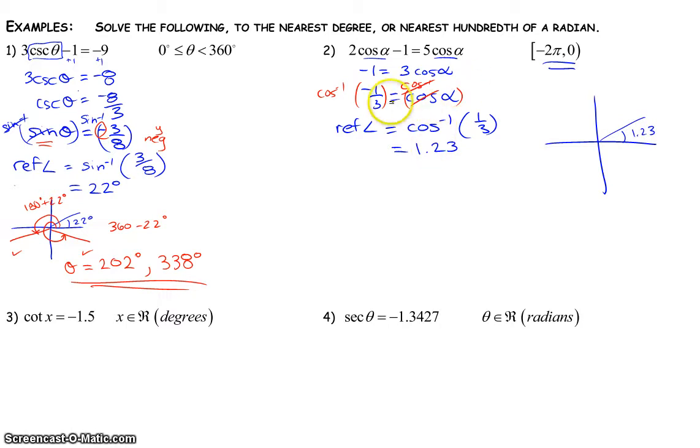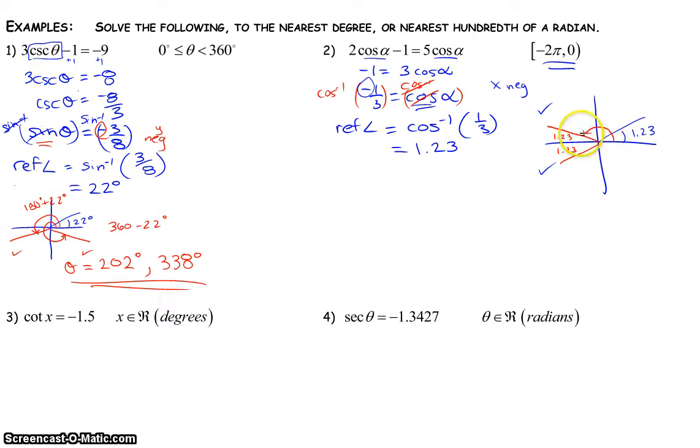Now let's go back to here. We wanted where cos, which is x, is negative. So x is negative in quadrant 2 and 3. So let's draw our rotation angles in quadrant 2 and 3, which have reference angles each of 1.23.